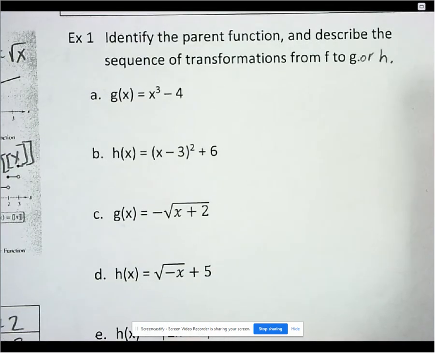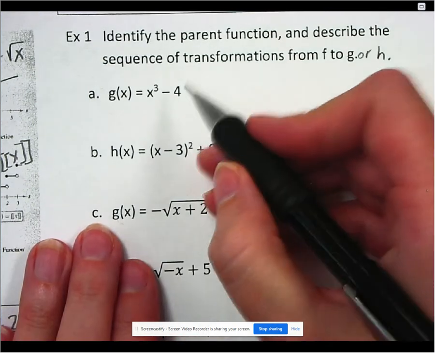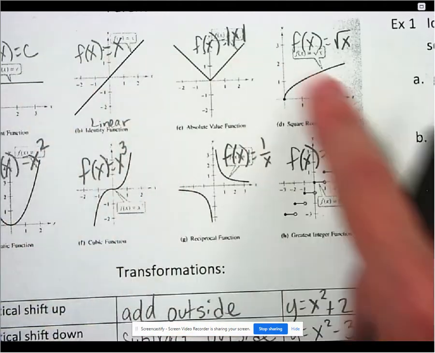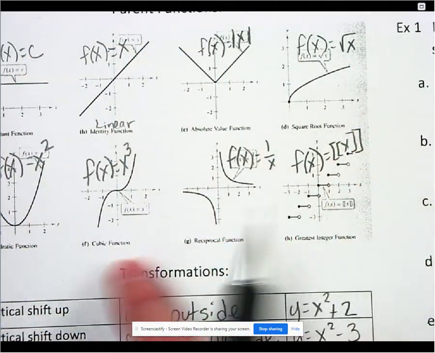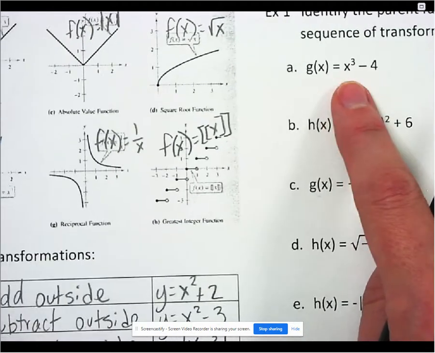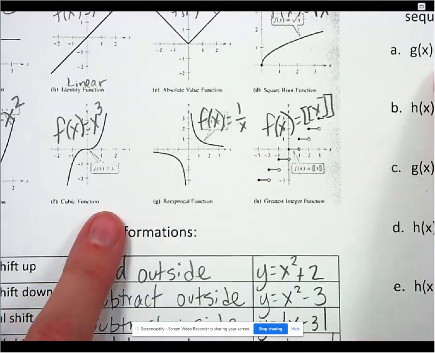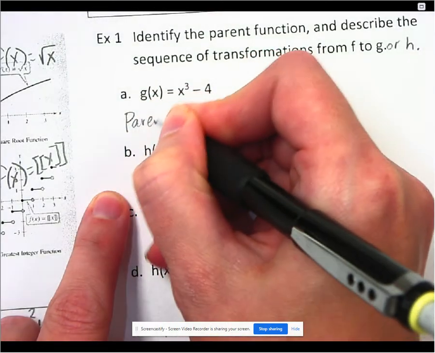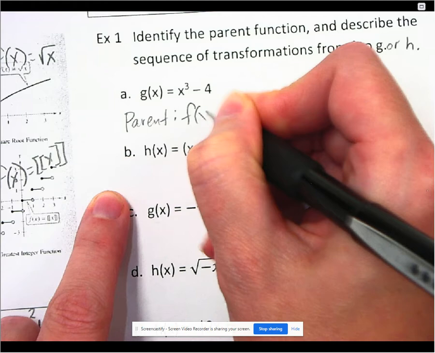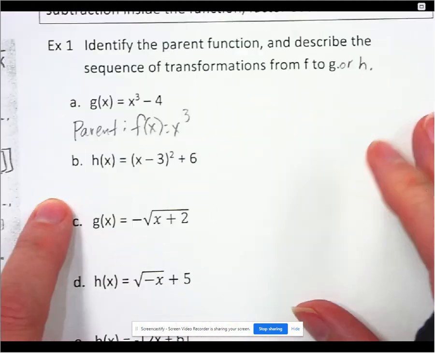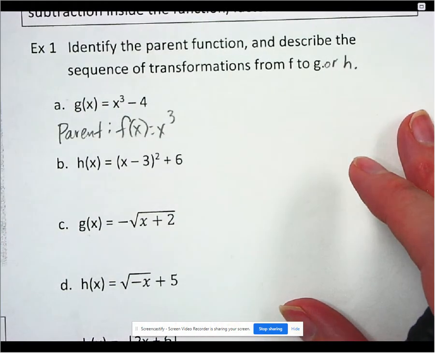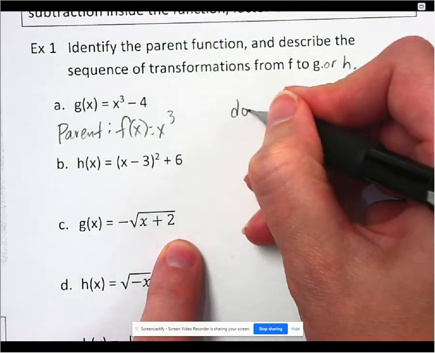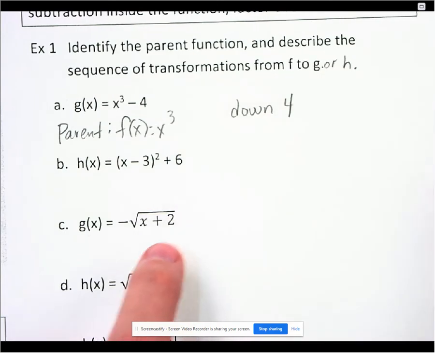Okay, so let's look at example 1. This is our transformed function. So the parent function is going to be one of these 8 functions. Since this is a cubic type of function, it's going to be the cubic parent function. So I'm going to say f of x equals x cubed. All right, and then this one only has one transformation. We're subtracting on the outside, so that's going to be down 4.